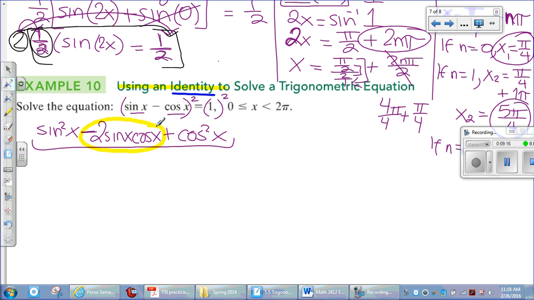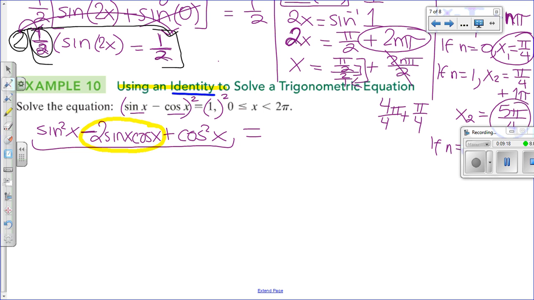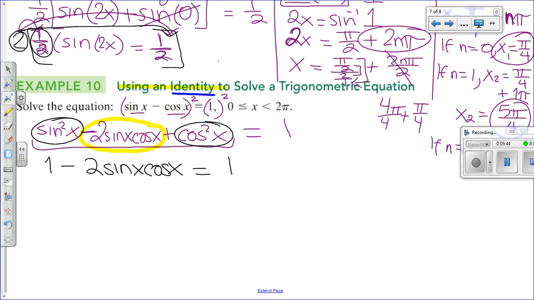Okay, so we have that, and then what happens when we square the right side? What number do we get? Just 1. Now, one thing that is very convenient here is that if we put the sine square with the cosine square, since they are the same angle, by the Pythagorean identity, they're equal to what? To 1. So we can just write that. So 1 minus 2 sine x cosine x is equal to 1.